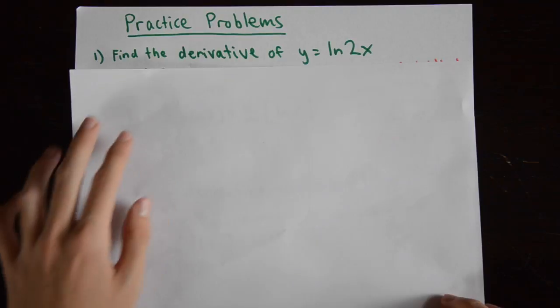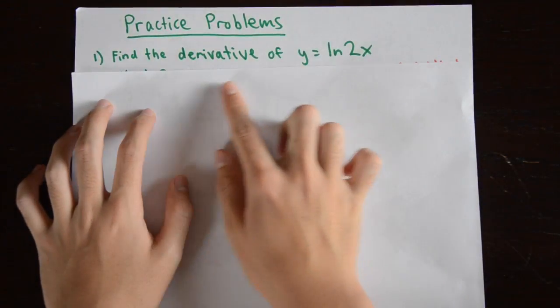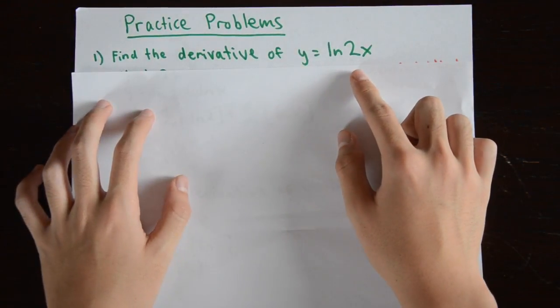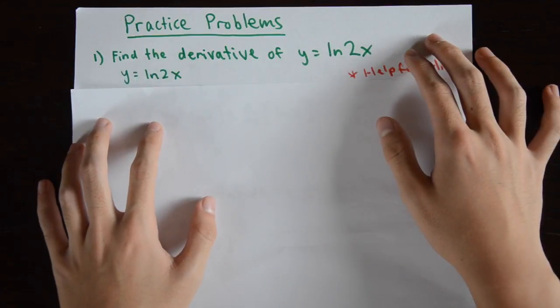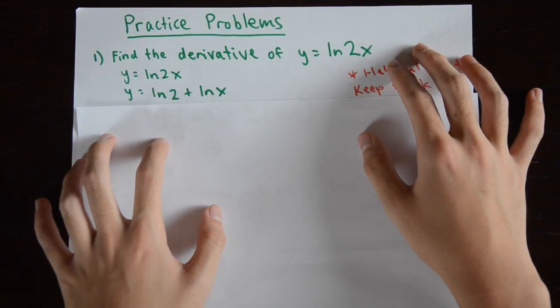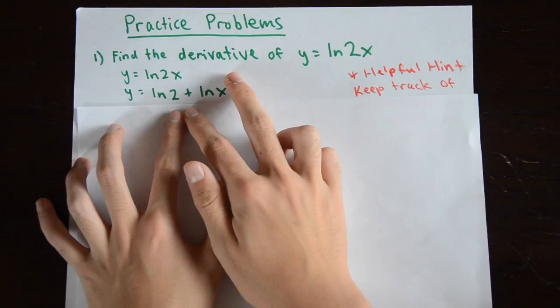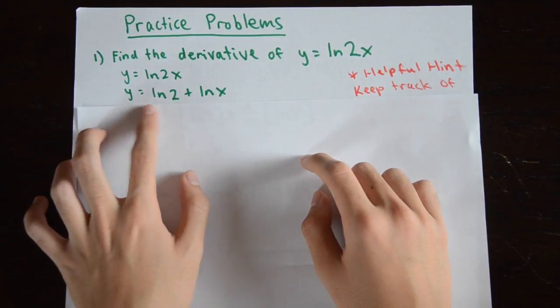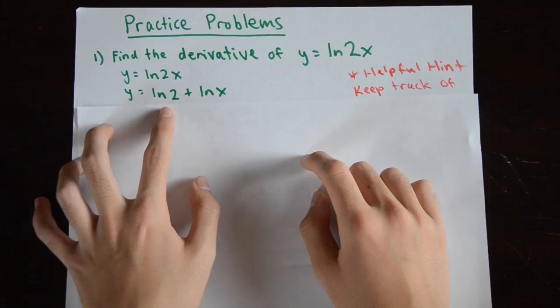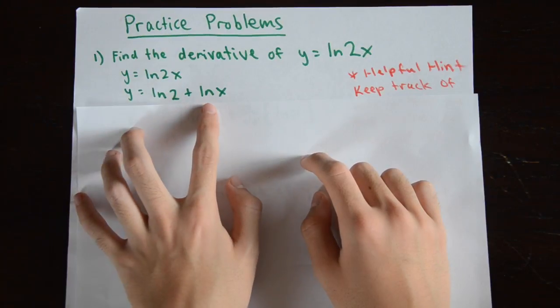So let's do some practice problems now. So the first problem is find the derivative of y equals the natural log of 2x. So first we're going to use the logarithm laws to expand the natural log of 2x to get y equals the natural log of 2 plus the natural log of x.